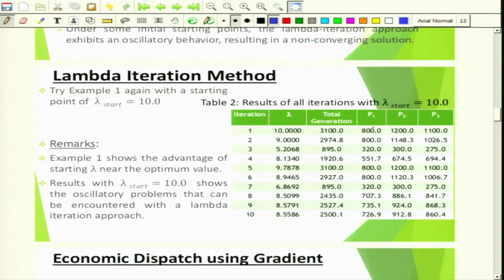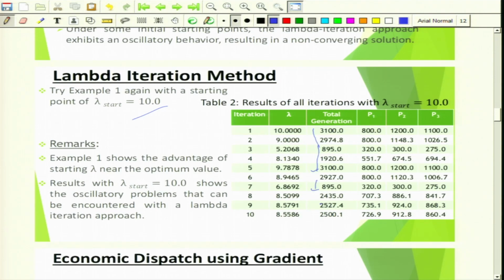Let us say I will take an example where lambda is equal to 10, instead of choosing lambda equal to 8. If I have chosen lambda equal to 10, then you can see here there is too much oscillation. You can see the total generation is decreasing and then increasing, and then again decreasing.